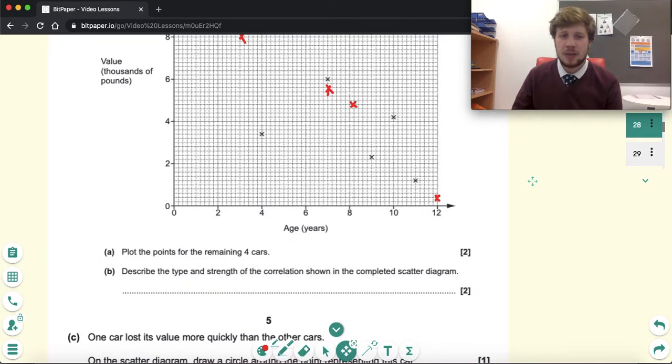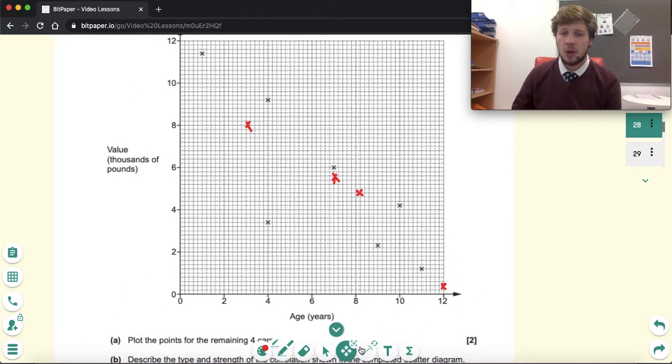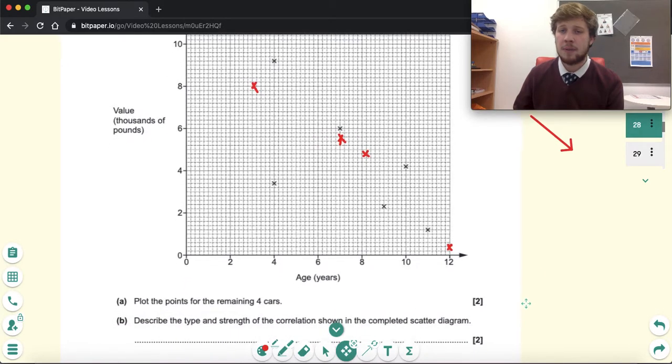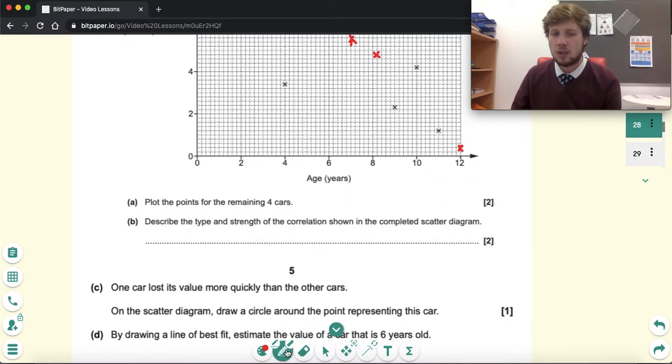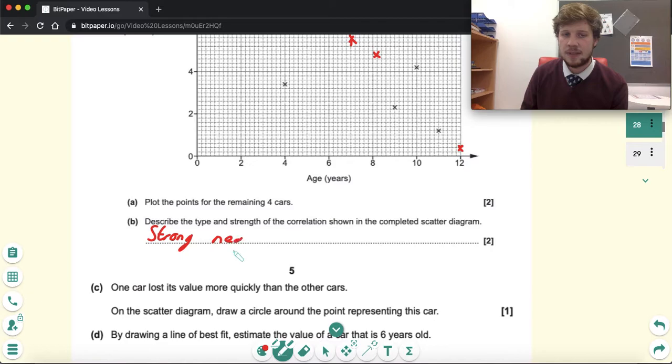My next step is to describe the type and strength of the correlation. Well, we should first of all notice that my graph is going in this direction if I was to draw my line of best fit. So that would be a negative correlation. And these points are quite close to a straight line. There's a few which are further away. There may be an anomaly, but in general, they are very close to this straight line. So therefore, this would be a strong negative correlation.